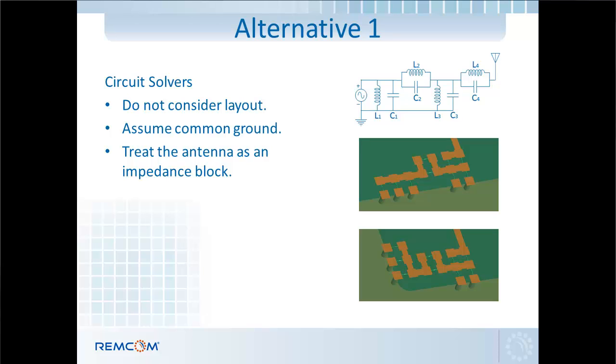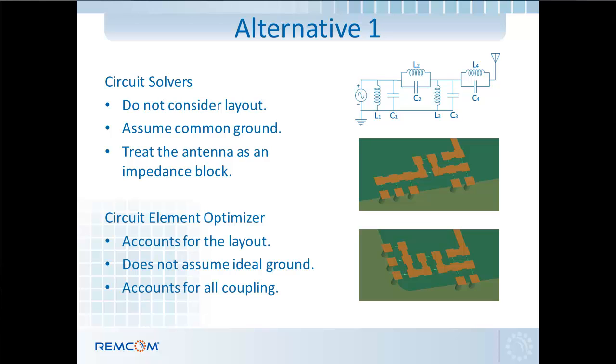And finally, the circuit solver treats the antenna just simply as an impedance block. So it doesn't account for any of the interactions between the antenna and the matching network. It just looks at what is the reflection that you get based on the impedance or the S parameters at its port. Circuit element optimization, on the other hand, does account for the layout.